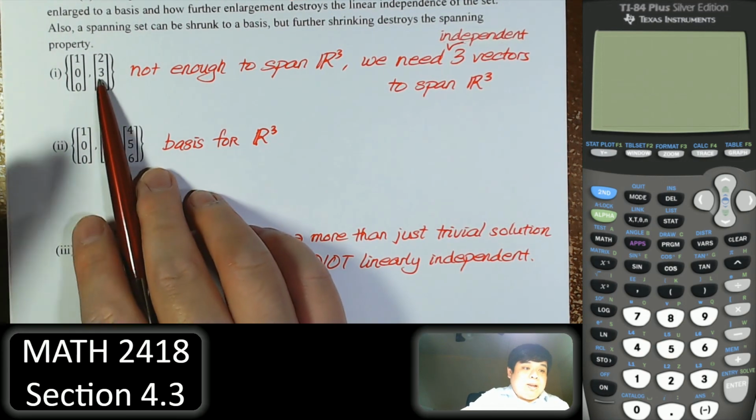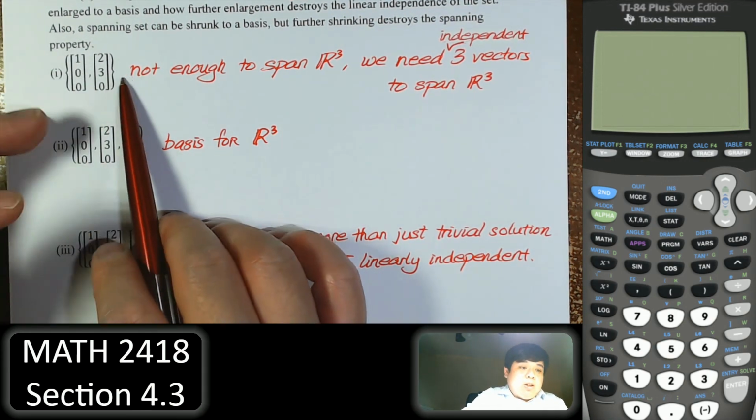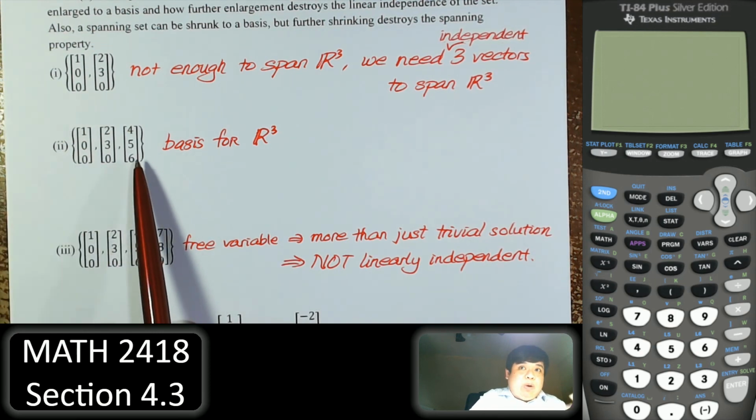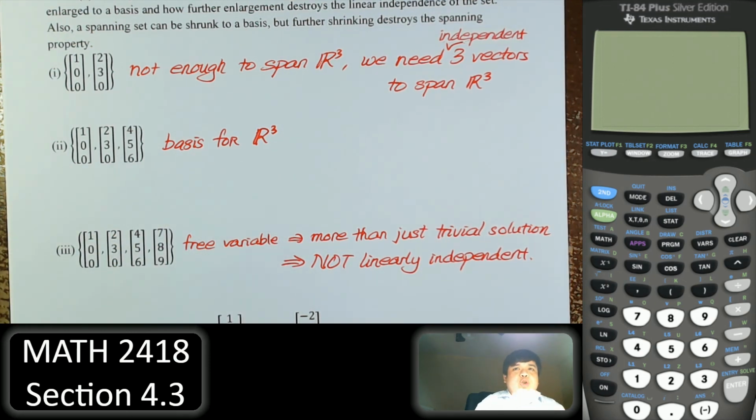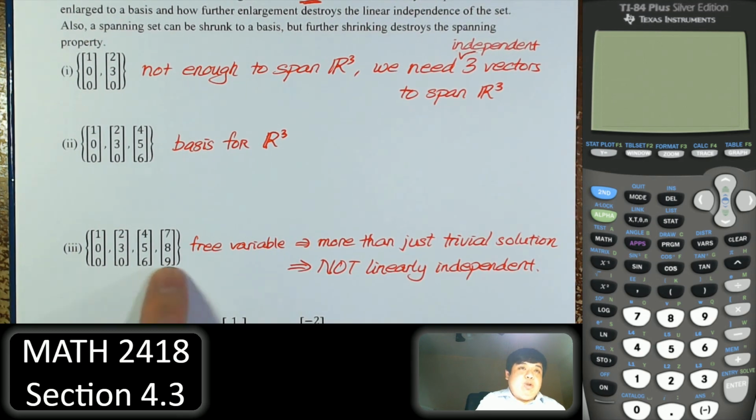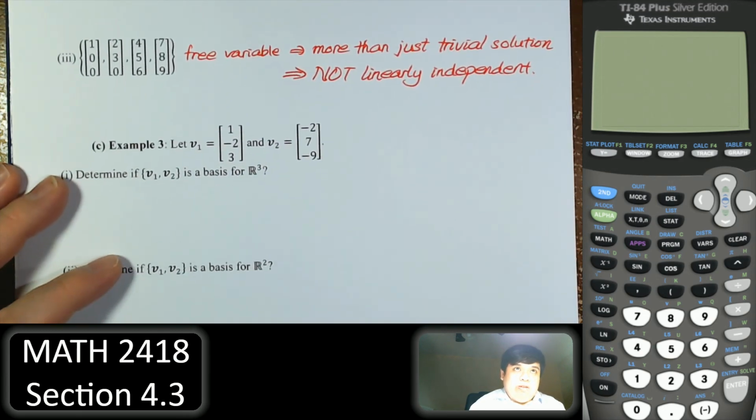So we have to have enough, and when we have enough, those vectors still have to be linearly independent. In that case, that will be the basis. But having too many vectors, we lose the linear independence, because with too many of them, they guarantee to have a free variable.